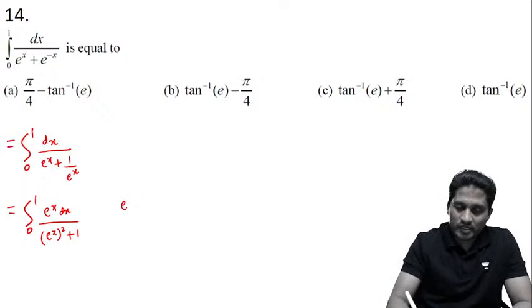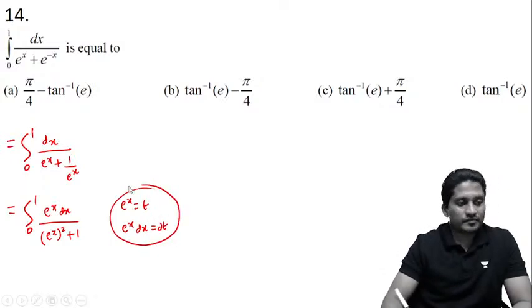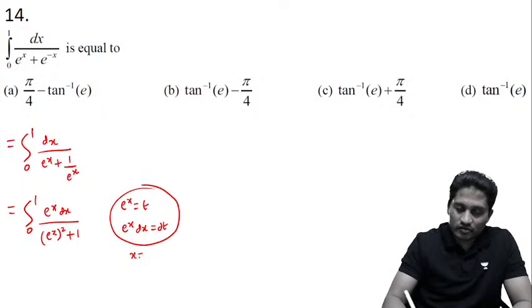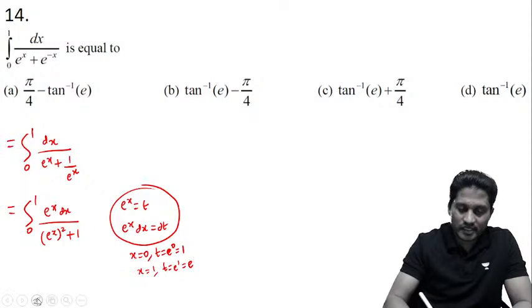I'm going to put e^x equal to t. Differentiation of e^x gives e^x dx equal to dt. Now even the limits will change. When x is equal to 0, t is equal to e^0, which is 1. And when x is equal to 1, t is equal to e^1, which is e. Isn't it, guys? So when x is 0, t is 1, and when x is 1, t is e.